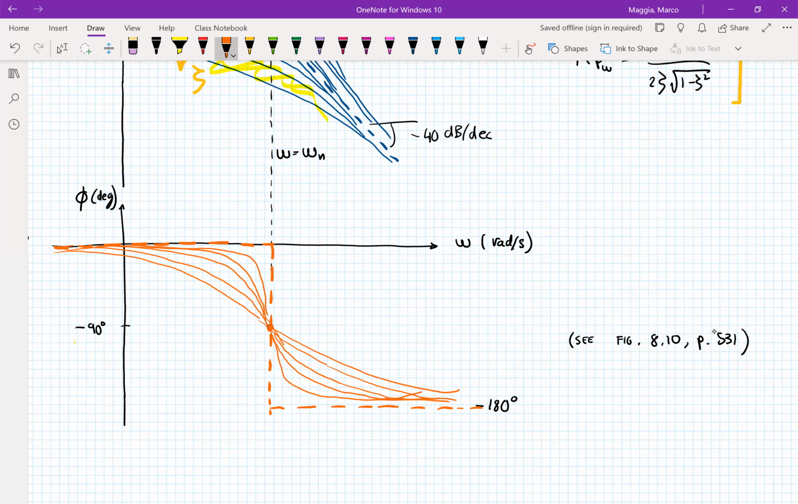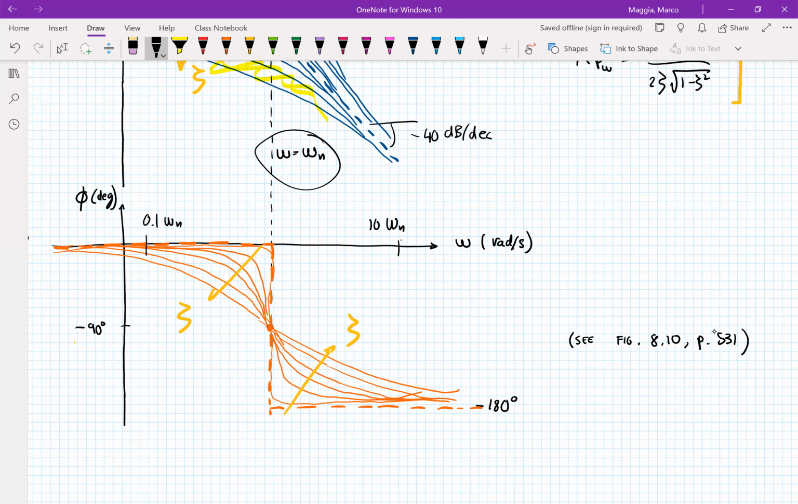For the extreme case of omega equals 0, we would follow the asymptotic plot. So as zeta increases, we go in this direction. And you can draw the effect on the phase. They're relevant, once again, between one decade before and one decade after the cutoff frequency omega n.